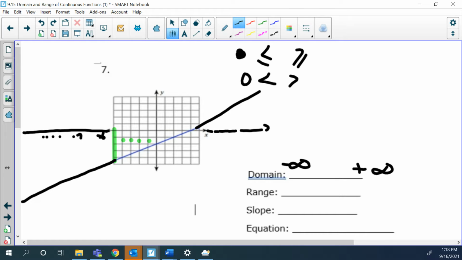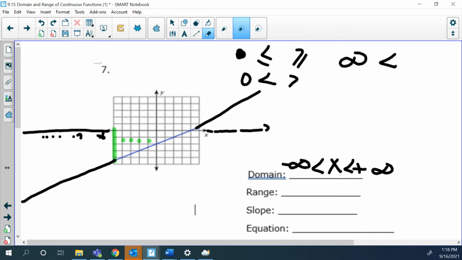And so for infinity, we use these symbols right here. We use a less than symbol for infinity. So we use less than right there and less than right there, and I put my x in the middle. And the range is the same thing too. The range is the same thing.